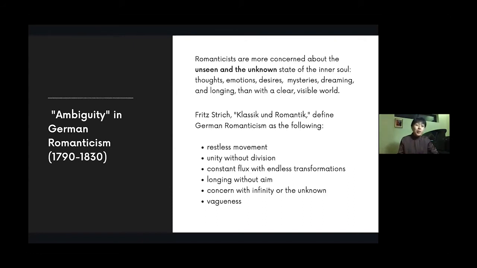And then longing without aim. Longing, I talked about this before, longing without a goal, longing without a clear purpose. You just long without aim. So, concerned with infinity. Romanticists are very concerned about the infinite world, about eternity, things that you can't see, things that keep going on. That's our soul, because our soul was created by God to last forever. And then vagueness and clarity.